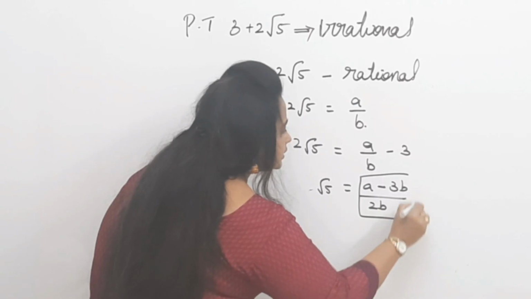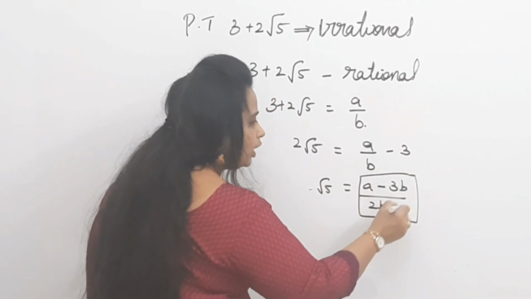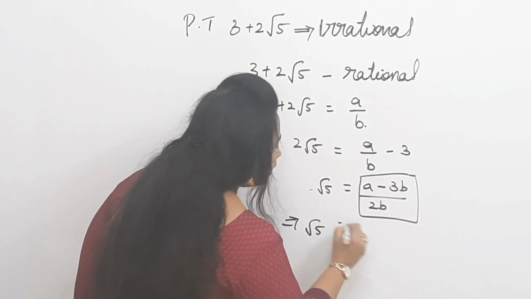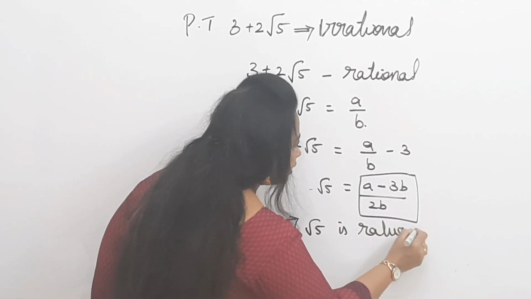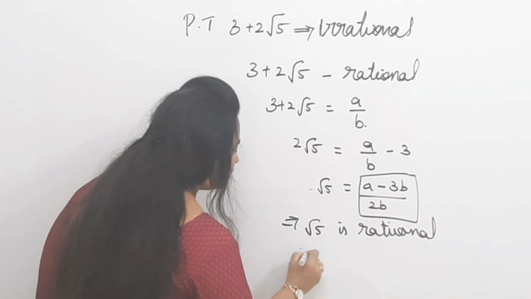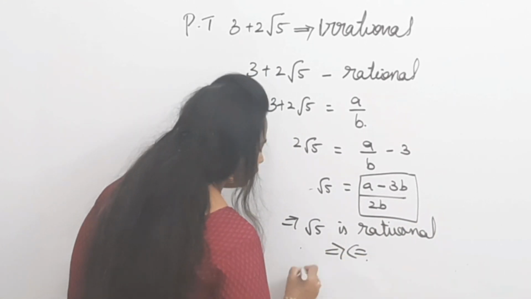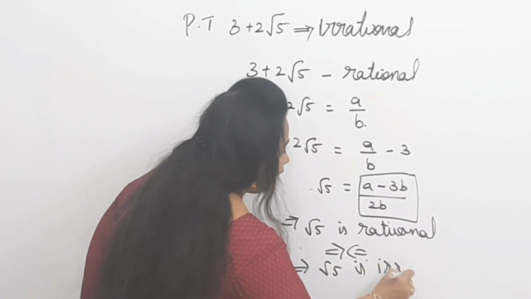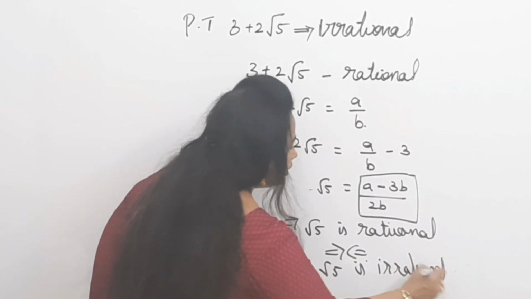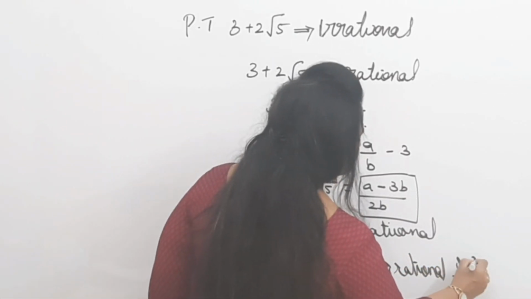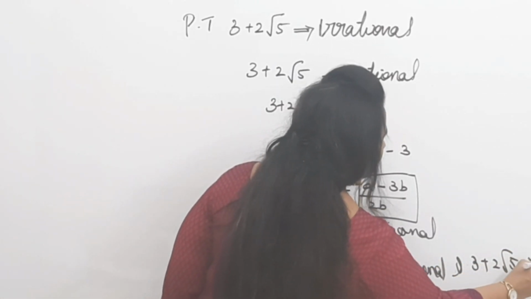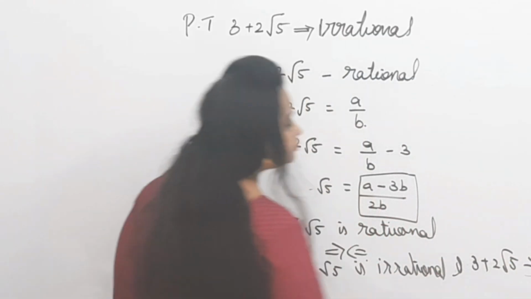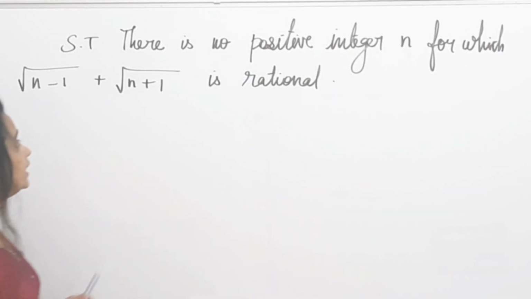You know that this is rational. Why? Because this all includes integers. That implies root 5 is rational. But we know that root 5 is not rational, which is a contradiction. So that implies root 5 is irrational, and the given number 3 plus 2 root 5 is also irrational. So hence true.